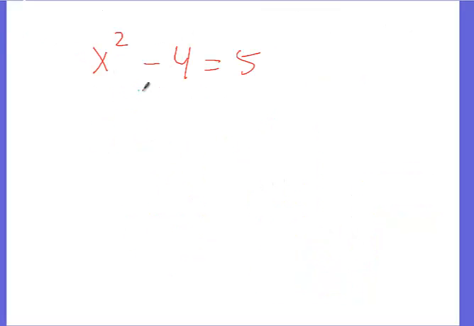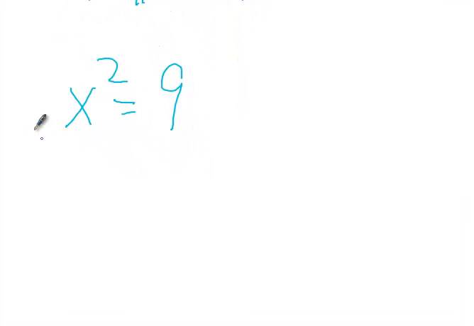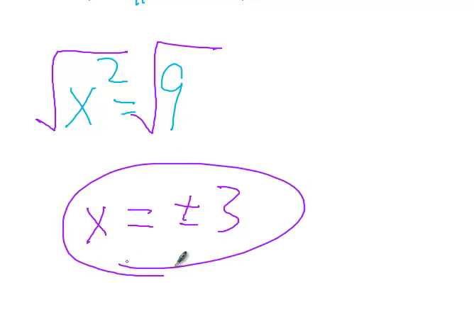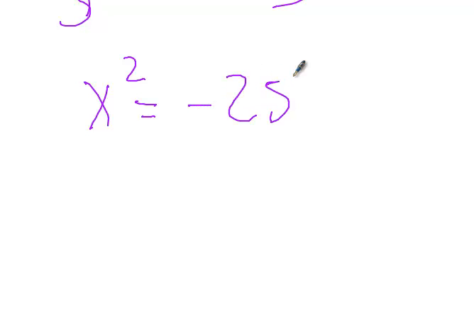So this one we have x squared minus 4 equals 5. So we're going to add 4 to both sides, and you get x squared equals 9. Again, with the x squared alone, to get rid of the squared, use square root. x equals plus or minus 3. Some of these are very straightforward, pretty easy. Some not as much. Negative 3x squared equals 75. Divide both sides by negative 3. You get x squared equals negative 25.